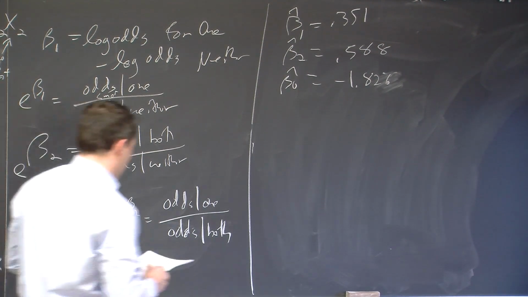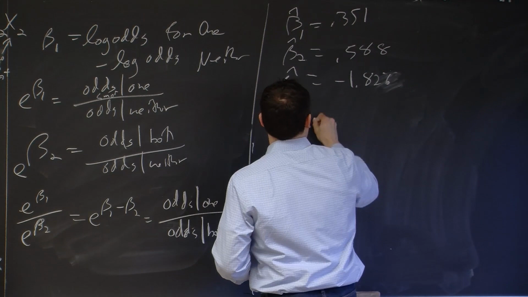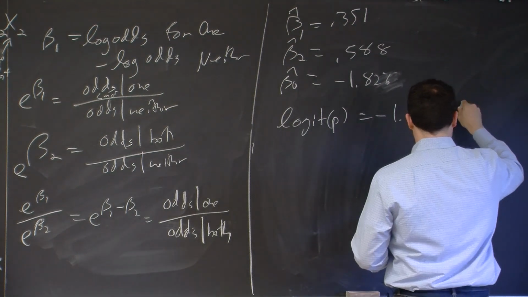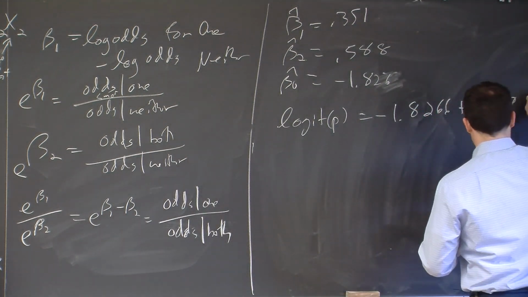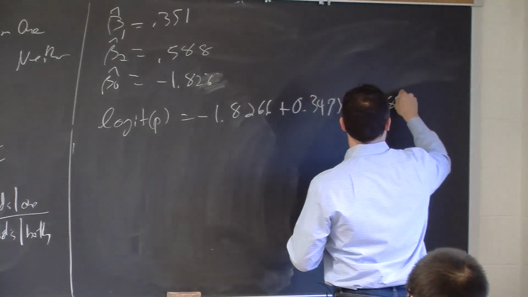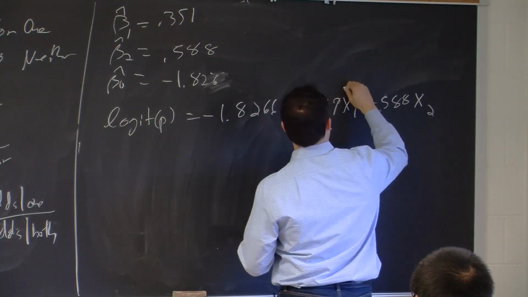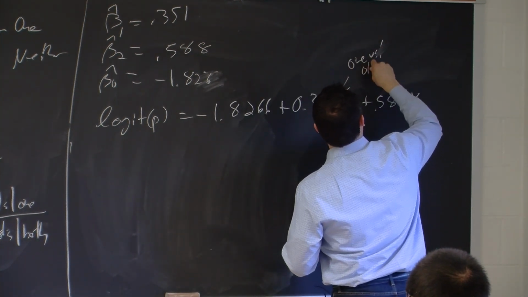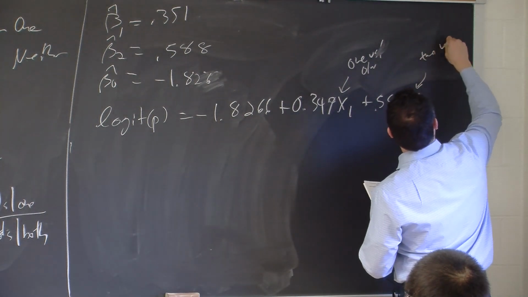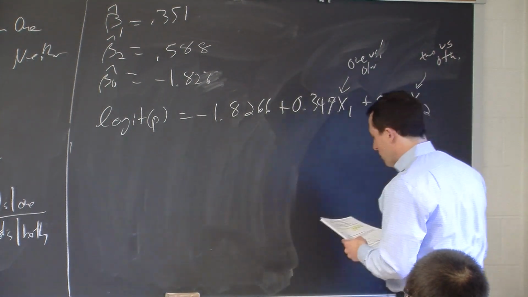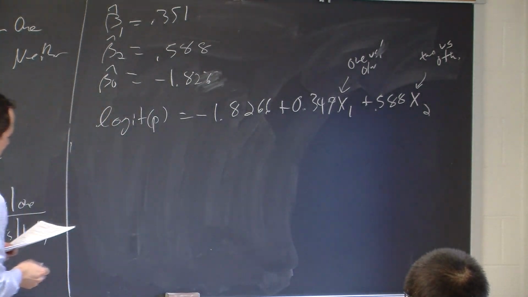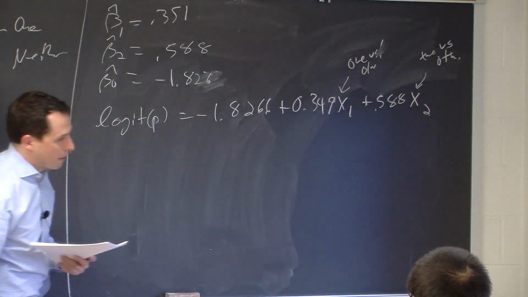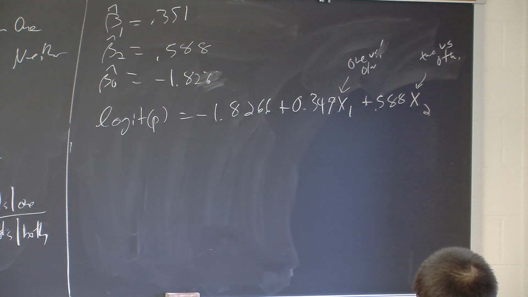So given those coefficients, our full saturated model is logit p equals minus 1.826 plus 0.349 x1 plus 0.588 x2. Again, this one is 1 parent versus otherwise, and this is 2 parents versus otherwise. And this is the baseline. By inverting the logit, you can get the predicted probability of the student smoking.